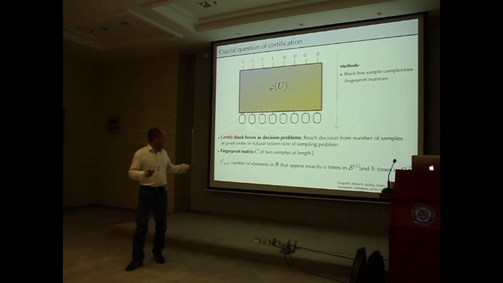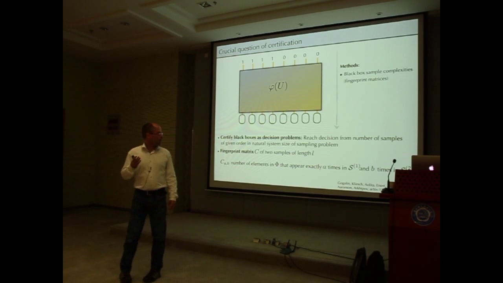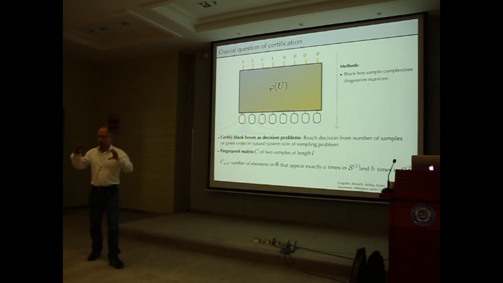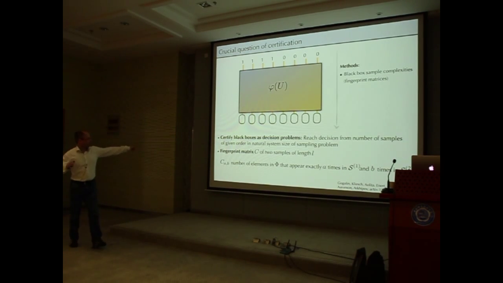So what we are doing here is we set up fingerprint matrices of two samples of a certain length. There is a kind of developed machinery of black box sampling complexities where C_AB of the fingerprint matrix would be the number of elements that appear exactly A times in the first sample and B times in the second sample.